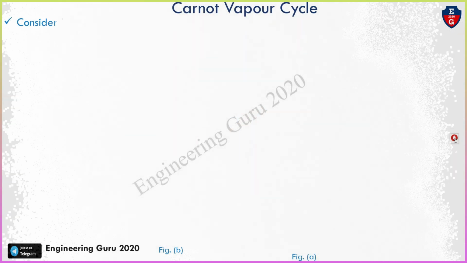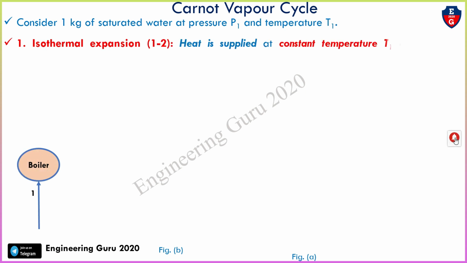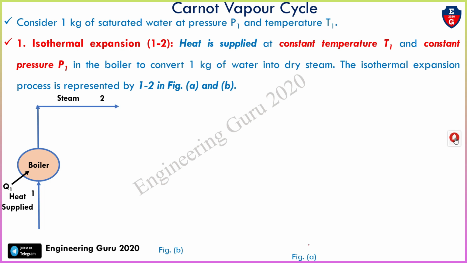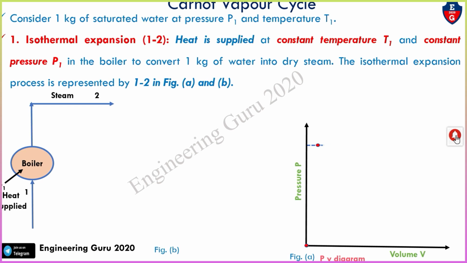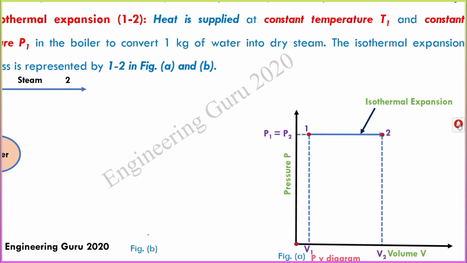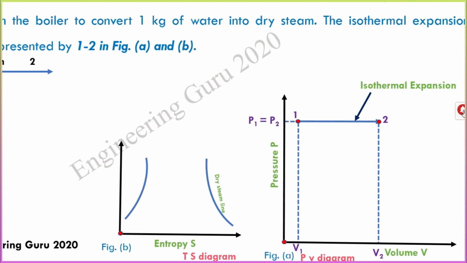Now understand the different types of process. First of all, consider 1 kg of saturated water at pressure P1 and temperature T1. The first one is the isothermal expansion, also called process 1-2. Heat is supplied at constant temperature and constant pressure P1 in the boiler to convert 1 kg of water into dry steam. The isothermal expansion process is represented by 1-2 in figures A and B.